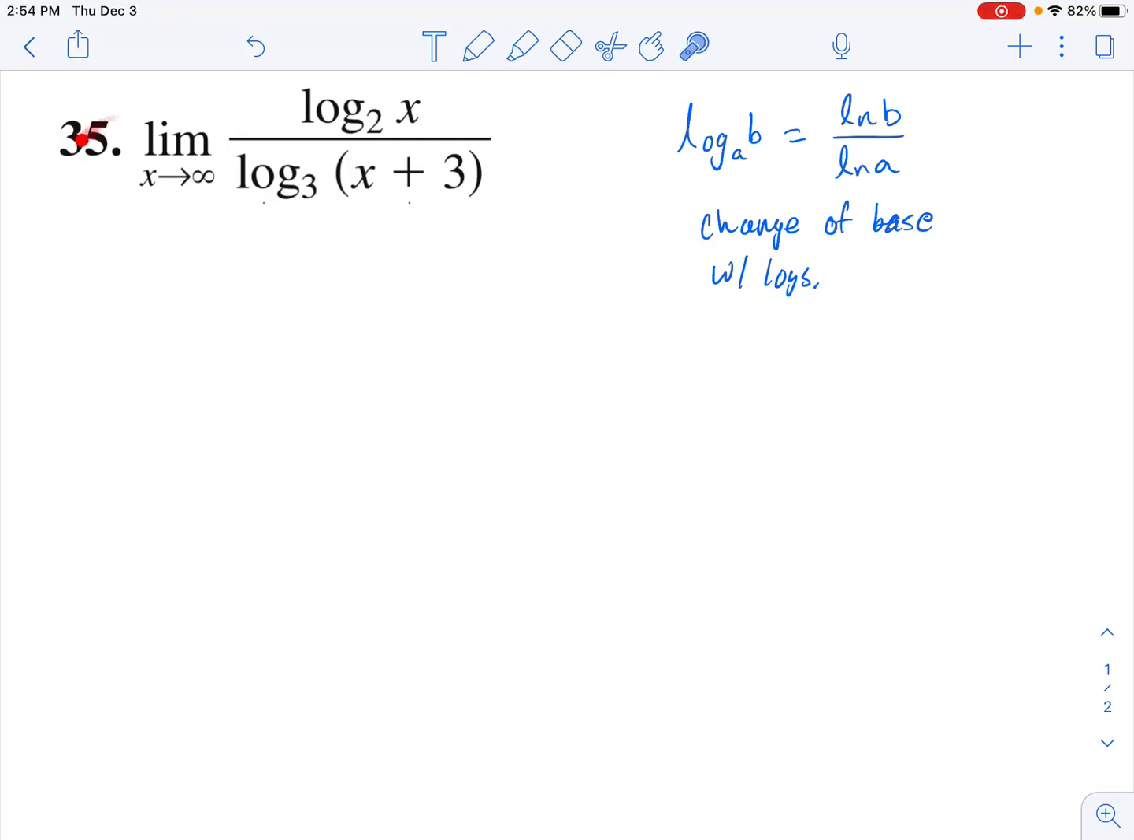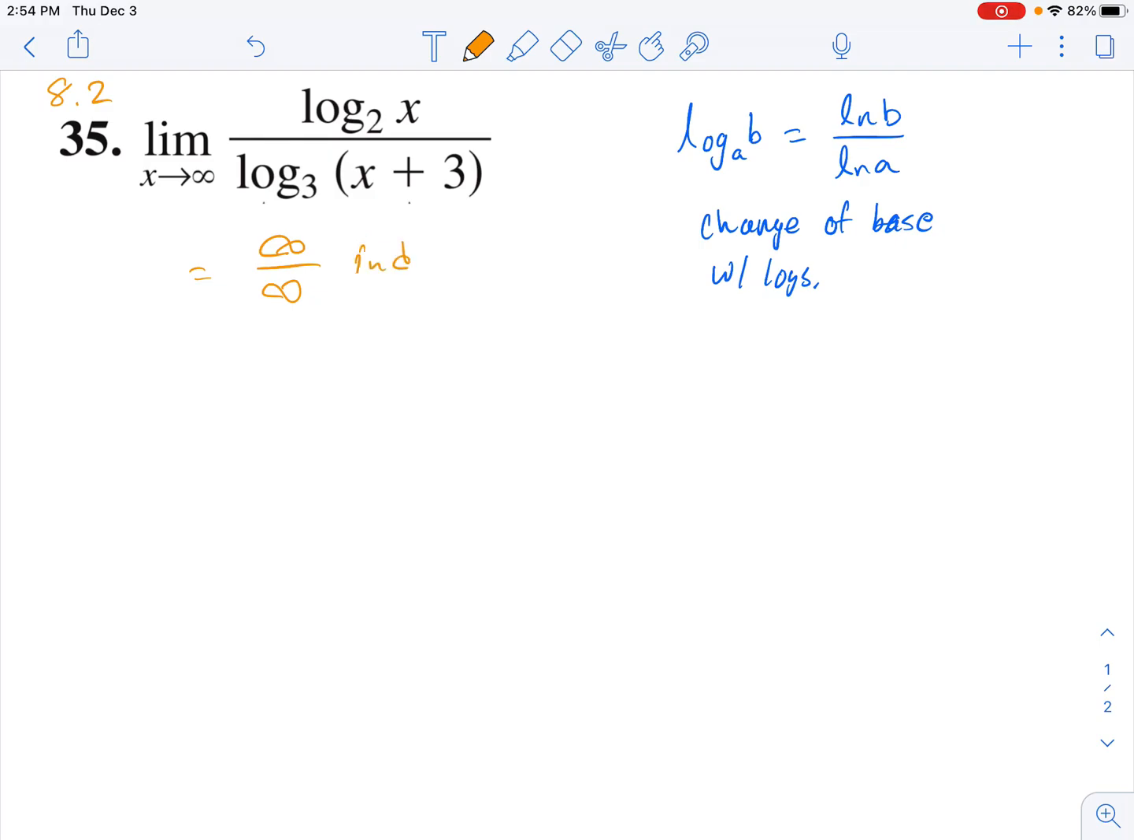Okay, this is number 35 in section 8.2, L'Hopital's rule. The difficult thing about this one, as was pointed out by someone, is that we have these logs in here. If we take the limit straight away, we get the limit as x goes to infinity of log base 2 of x, which is going to be infinity, over the log base 3 of x plus 3, and it's going to be infinity as well. So this is an indeterminate form, and we could go straight to L'Hopital.